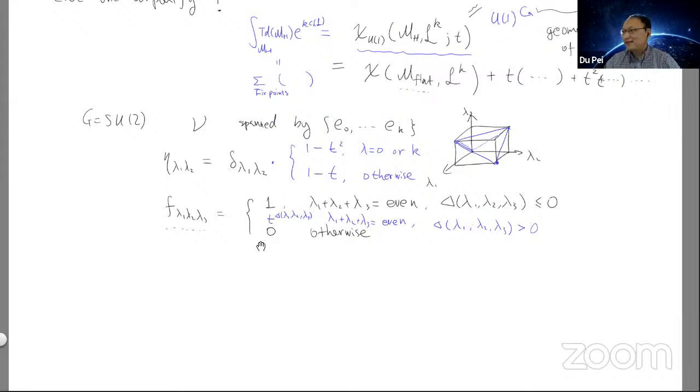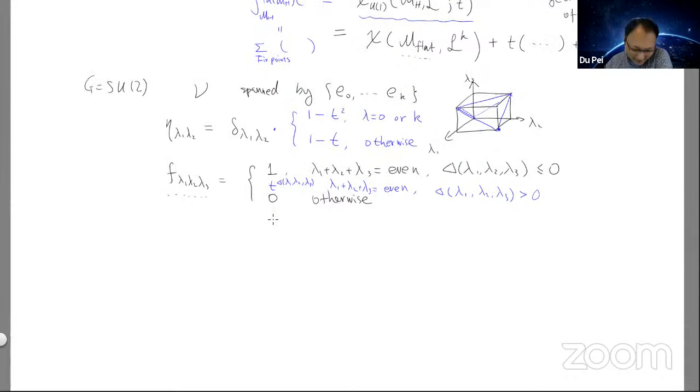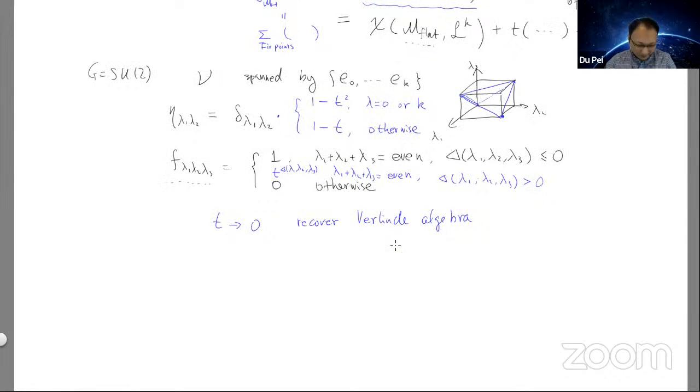And now it's not entirely obvious that after the deformation, this is actually a Frobenius algebra. But what is obvious is that if I take the t equals 0 limit, indeed one would recover the familiar Boolean algebra. And it's a non-trivial fact that in general, it defines a commutative Frobenius algebra.